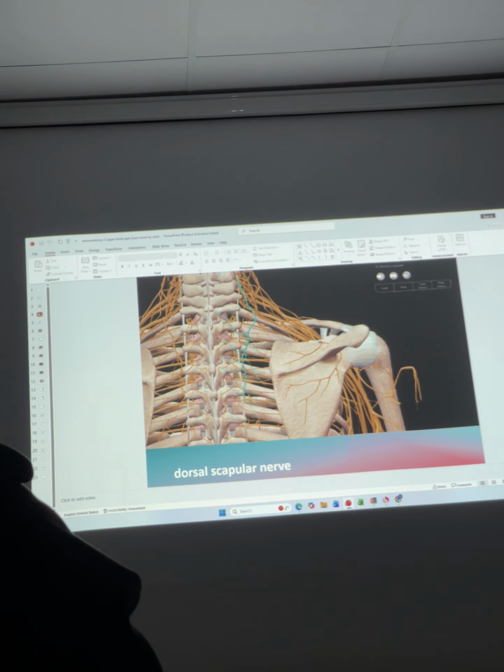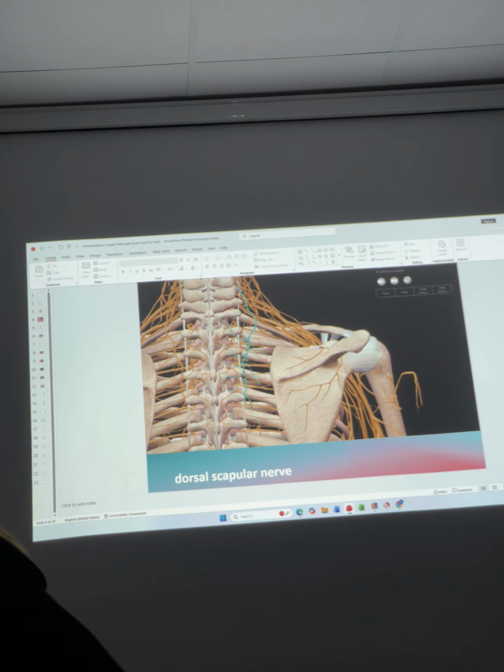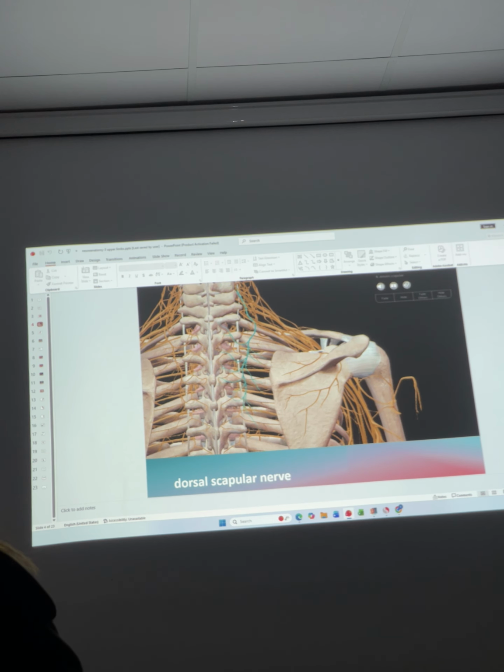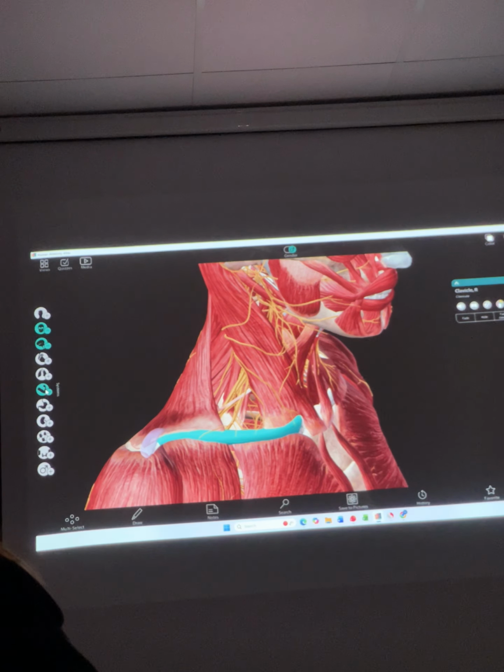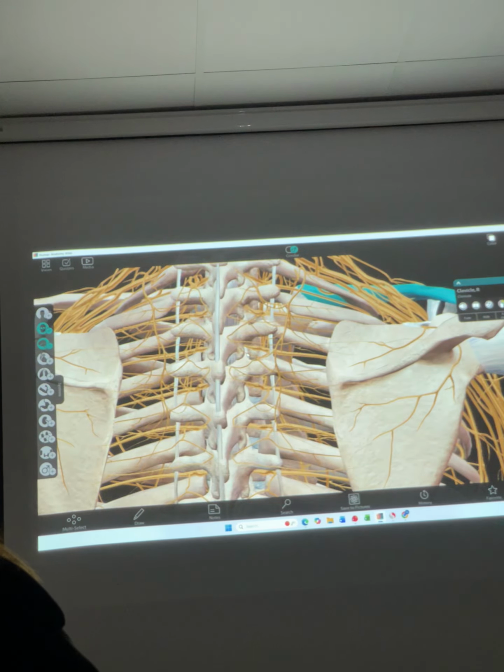Let's go. First nerve. What's the name it's written? Dorsal scapular nerve. Dorsal means what? Back. Scapular? Yes, scapular. Nerve is in there, right? So dorsal scapular nerve is located here.